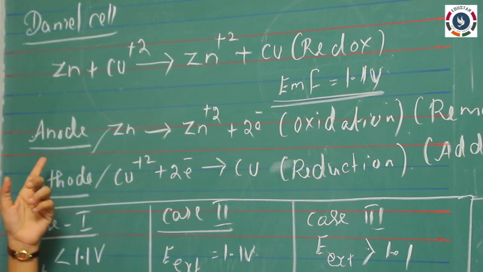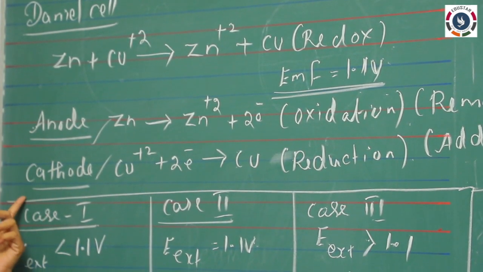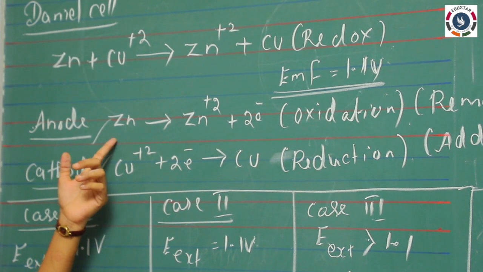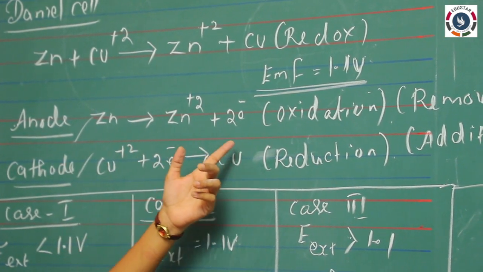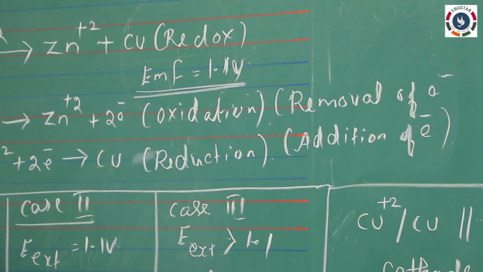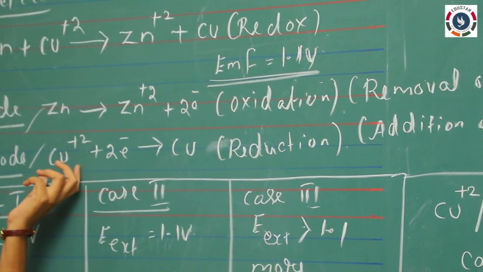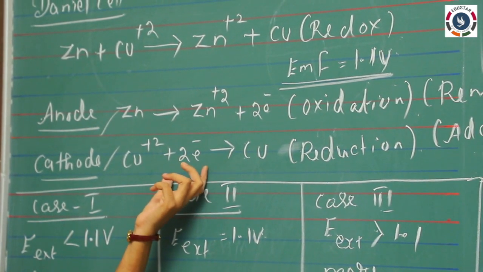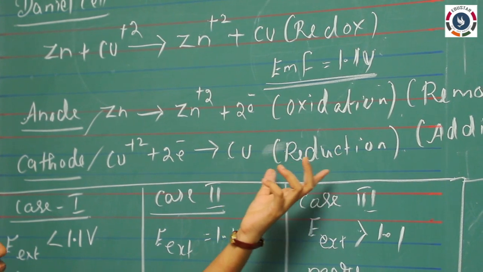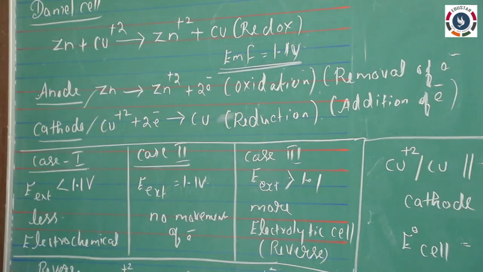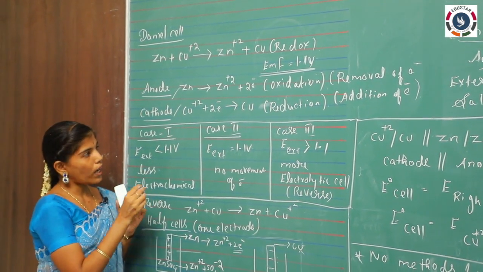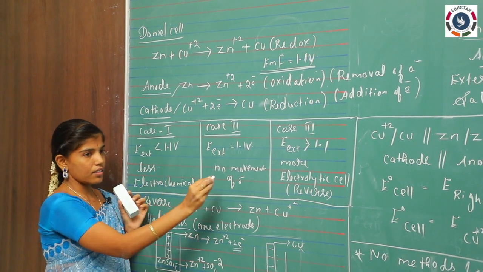For this redox reaction, I have written the anode and cathode reactions separately. Zinc giving zinc ions is the oxidation reaction, and at the cathode, copper ions combine with two electrons to give copper, that is the reduction. Okay, so this is the Daniell cell, and now I am going to discuss three cases.